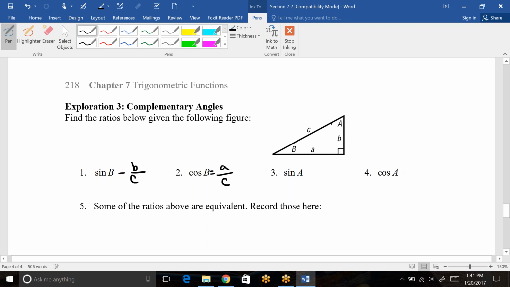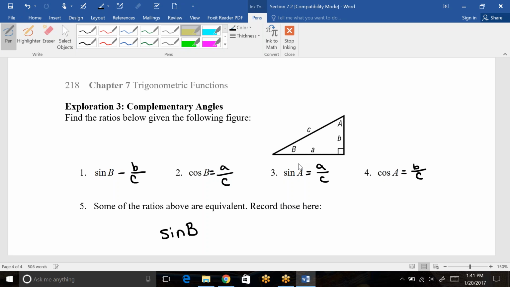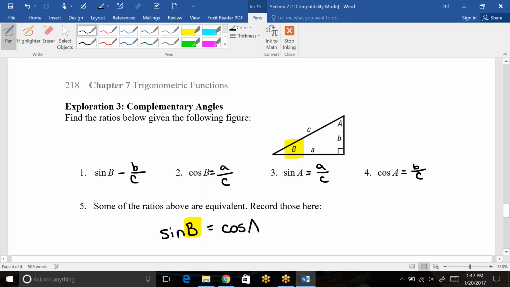Sine of big A, now you have to be careful here, this is this angle up here. When we do that, this is now opposite, so that would be little a, and hypotenuse is still C. And cosine of big A is adjacent, which is connected to it, and it's a leg over hypotenuse. So notice that sine of capital B, which is this angle, so I'm going to reference that with color, is equal to not sine of the other one, but cosine of A.